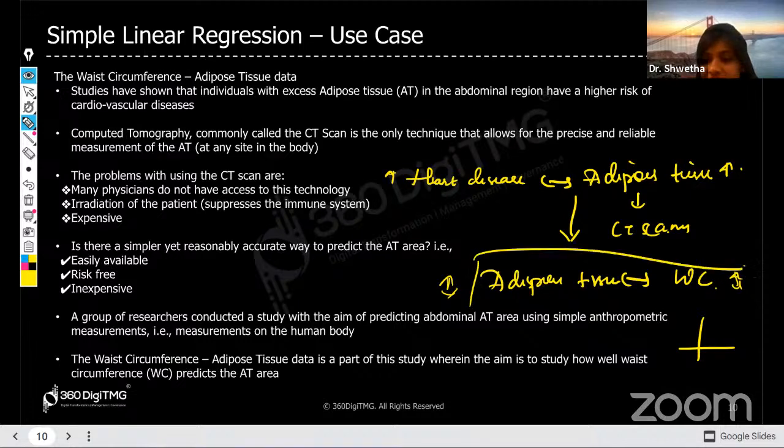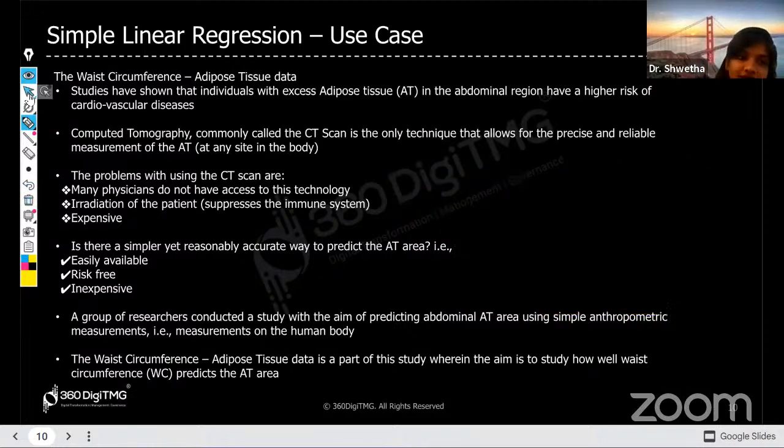Now, this was extensively studied so that adipose tissue can be reduced and indirectly reduce the heart diseases. But the problem they were facing was in the data: how to now understand how these both are related.